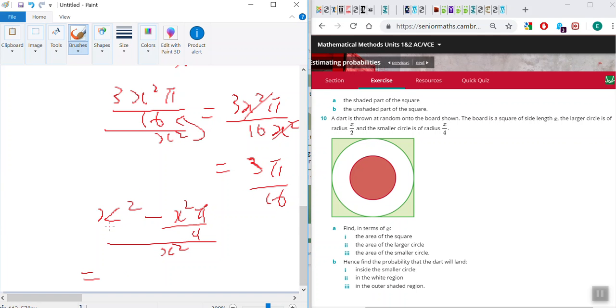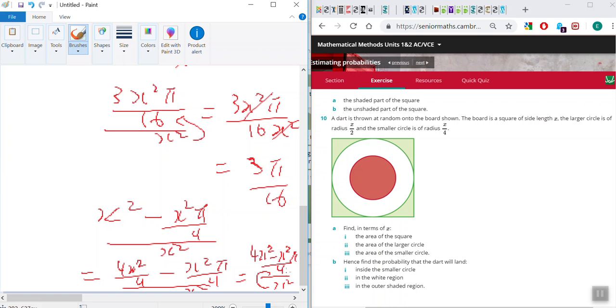Now, I need this to be over 4, so I'm going to create a 4x squared over 4, which is the same as x squared. I'm just making the denominator the same. x squared pi on 4 divided by x squared. Okay. Now, 4x squared minus x squared pi on 4, so this will become 4x squared minus x squared pi, over 4, divided by x squared.